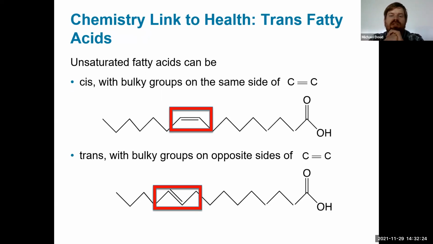Okay, so I think I mentioned this previously in the last lecture, but one of the links to health that's important to note, that you may have heard of, is this idea of trans fatty acids. Remember, unsaturated fatty acids in their natural form from plants tend to be cis. That means you have your carboxylic acid and a long carbon chain on the same side of a double bond. However, through processing, they can turn into trans fatty acids, where the long chain is on the opposite side as the carboxylic acid chain.